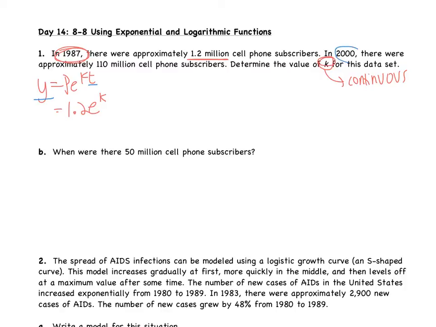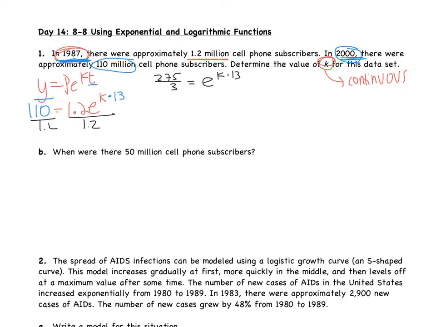Well, here we go. It says in 2000, there were 110 million. So 110 is going to go in for y, 110 million. Now, if I started in 1987 and then I went to 2000, 13 years have passed, so t is going to be 13. From here, I'm going to divide both sides by 1.2. So 110 divided by 1.2 is 91.6 repeating, so I'm just going to leave that as a fraction. So it's 275 over 3 is e to the power k times 13.